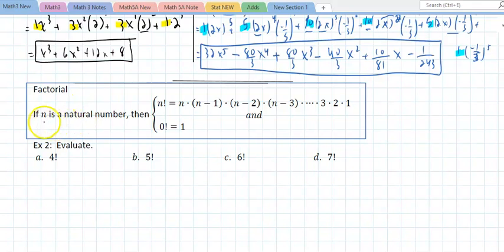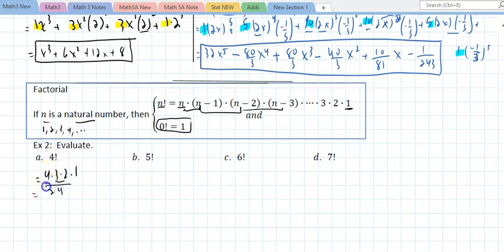If n is a natural number, in case you've forgotten, natural numbers are the counting numbers. If I say start counting, you'd say 1, 2, 3, 4, all the way up. So it's kind of like positive integers. N factorial is n times 1 less, 1 less, 1 less. You'll keep on multiplying until you get a 1. And 0 factorial is defined to be 1. So evaluate 4 factorial. That's 4 times 3 times 2 times 1. That is 6 times 4, that's 24. Done deal.